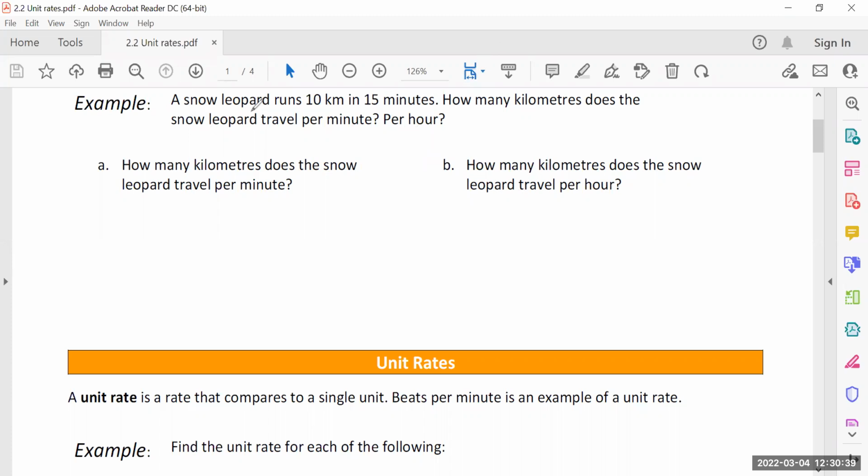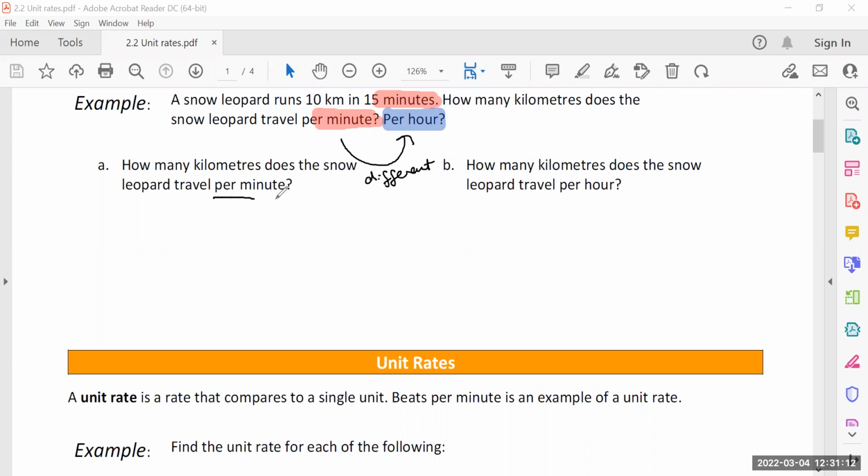So you have heard of these terms already. A snow leopard runs 100 kilometers in 15 minutes. How many kilometers does a snow leopard travel per minute and then per hour? So again, they give it to you in minutes. So it's going to be easy to calculate per minute. But if they ask you to create a unit rate per hour, well, you will see how we can make that change, right? Because they are different, obviously, we're going to have to do something about that.